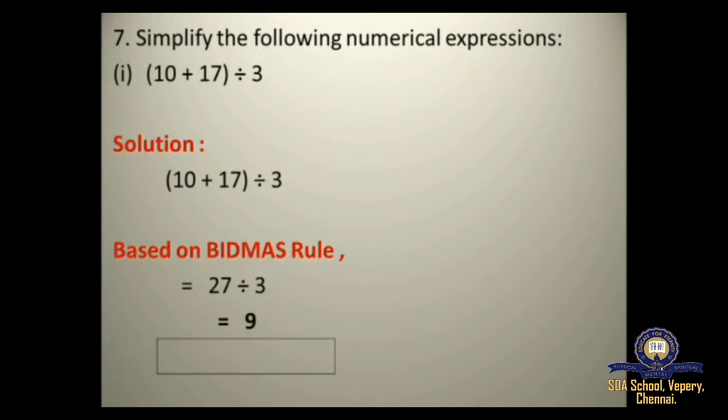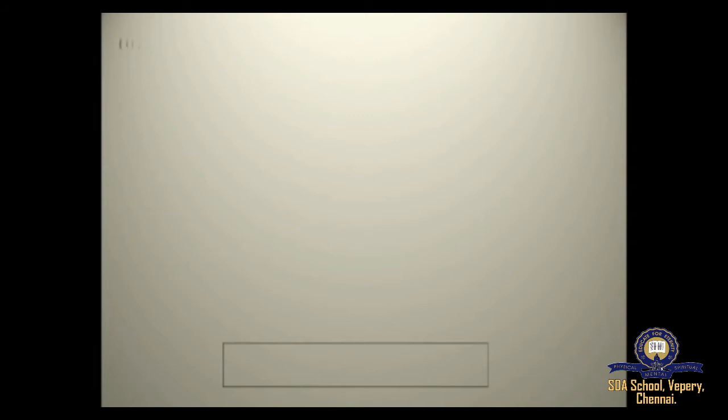First you're going to solve the numbers in the brackets. What are the numbers in the bracket? That is 10 plus 17. So you're going to add these numbers, that is 27. And then comes the indices, right? Since here there is no indices, so what does indices mean? That is nothing but the power. Since there is no power value here, next you're going to move to the division. There is a divide symbol, right? Now you're going to divide the value 27 by 3, and the answer is 9. Understood, students?